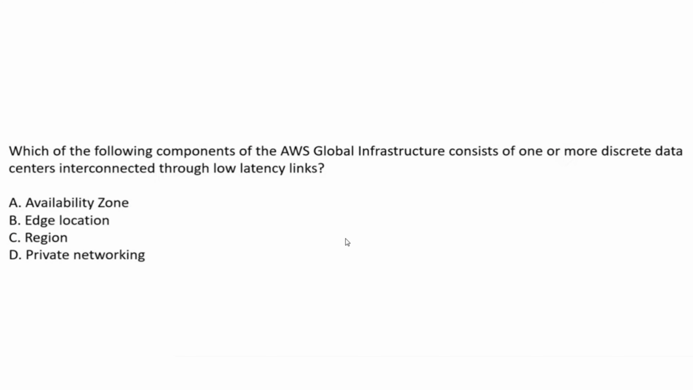Which of the following is the concept of AWS Global Infrastructure that consists of one or more discrete data centers interconnected through low latency links? Okay, so guys, the keyword here is one or more discrete data centers. Let us try to eliminate the options. The first option here says we have private networking.